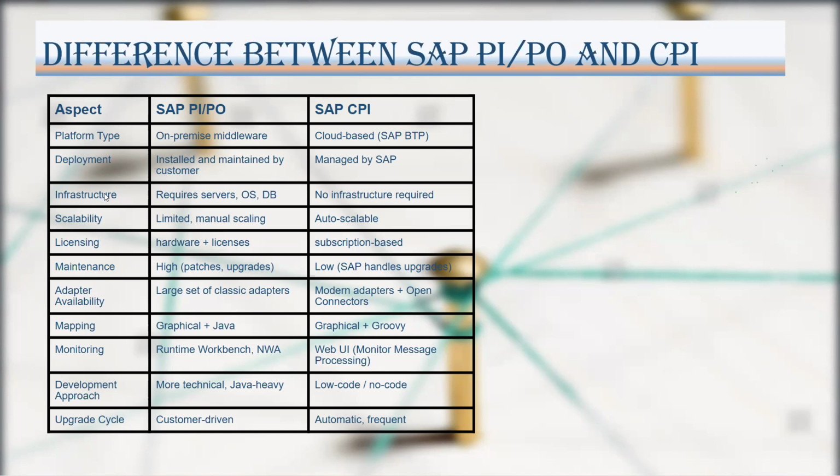When it comes to infrastructure, to run this particular PIPO server, you require servers, an operating system, and databases.